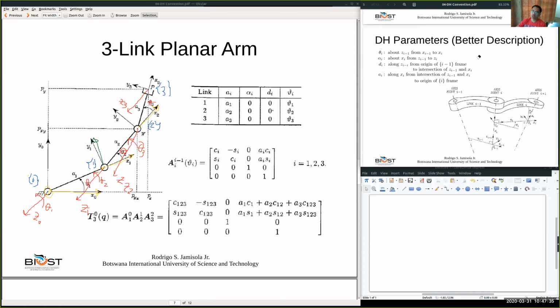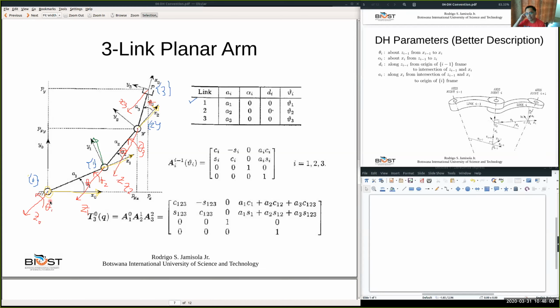Okay, there. So now, let's check on how to assign, identify your 4 parameters for each joint. Let's start with joint 1. In this case, let's look at here. This is link 1, and that's joint 1.